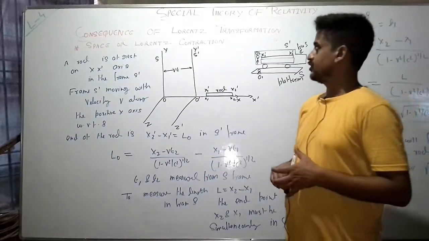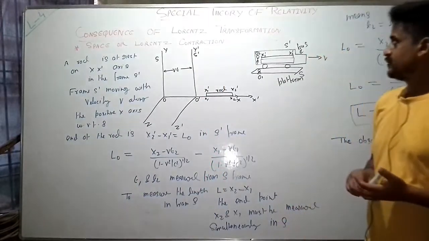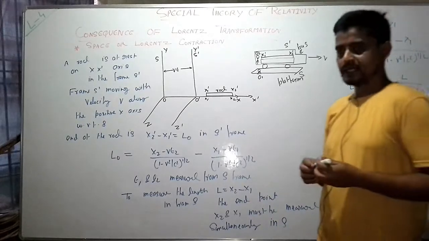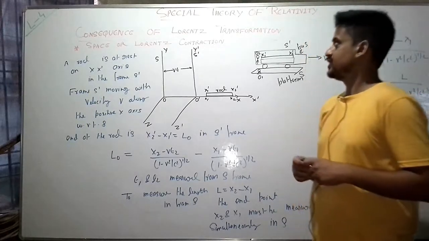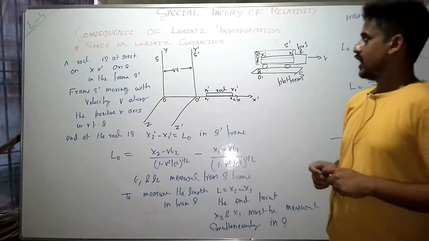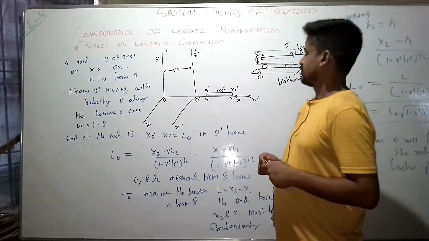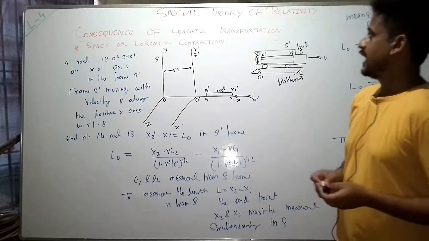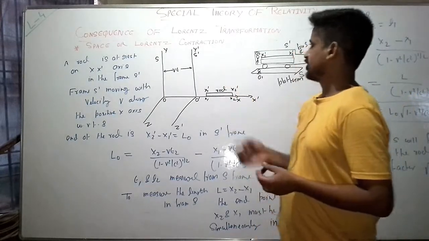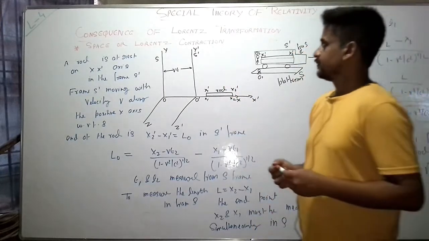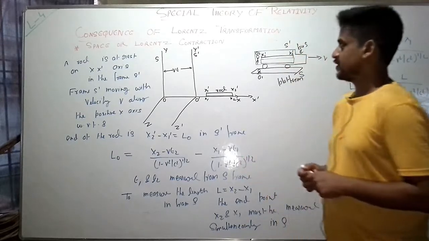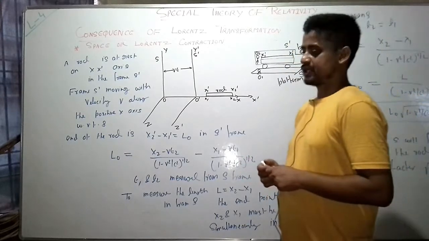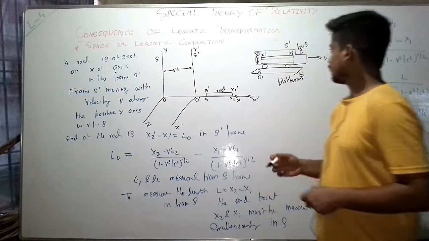This is another video in this lecture series called Special Theory of Relativity. In the last lecture, I derived the Lorentz transformation, how we can derive it from the basic assumptions of special relativity. And this is the consequence of the Lorentz transformation. The consequences will be space or Lorentz contraction and time dilation.